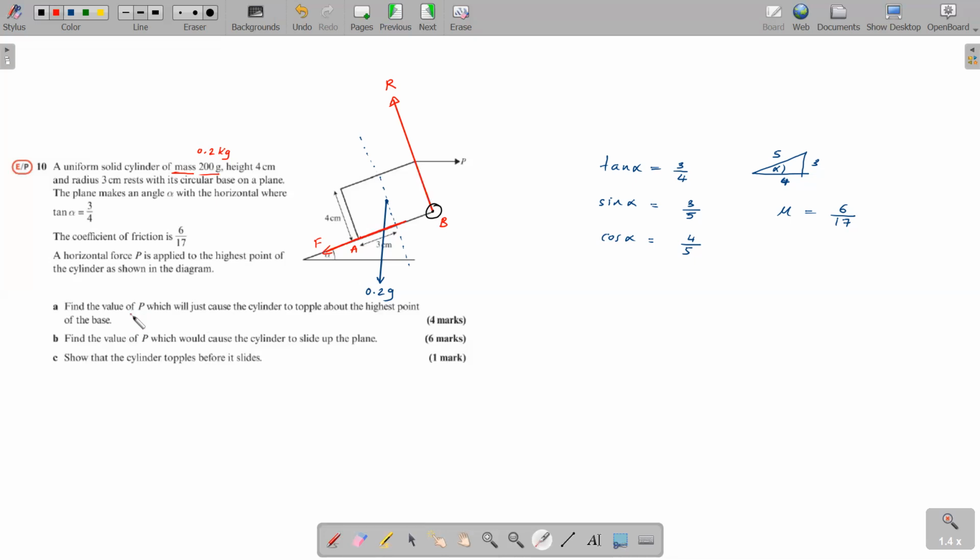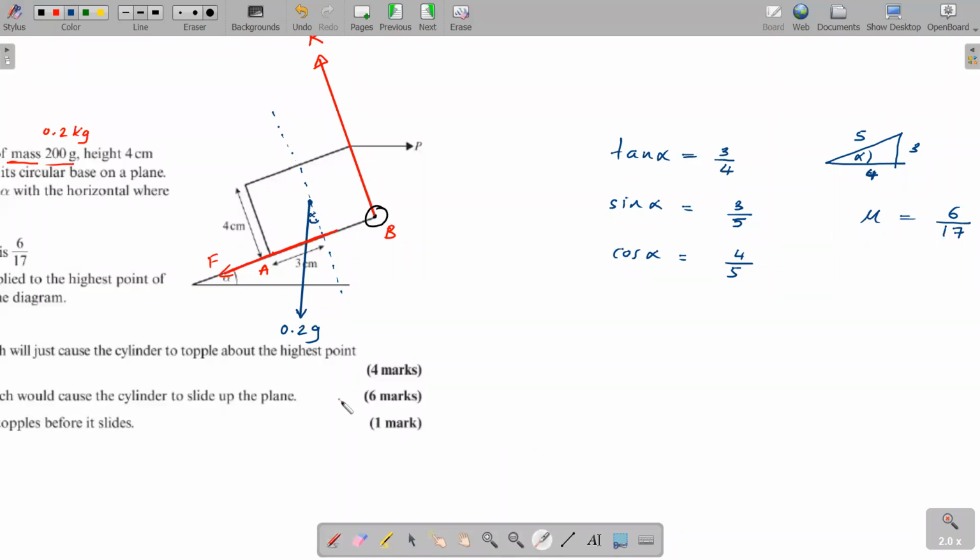All right, guys. When you take moments around B, one thing that is immediately clear is that the normal reaction will not make an impact because its line of action passes through B, and friction also will not make an impact. So the only two forces to consider here are P and the 0.2G. Now the challenge is how to get the distances and how to do the resolving here. Okay, so let's start on that.